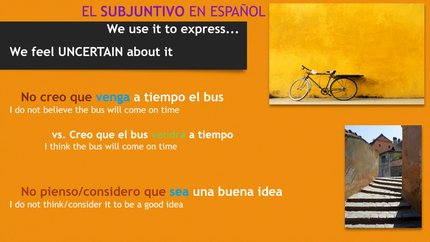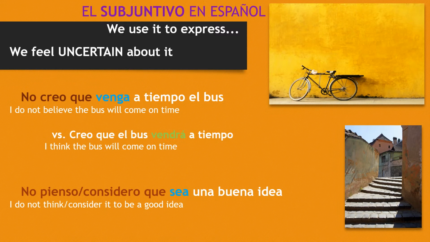We also use it to express uncertainty again. So I've already talked about this. I mean, to show you more examples, that's what I mean. So for example, no creo que venga a tiempo el bus. I do not believe the bus will come on time. I'm not sure. Again, it's not depending on me either. It's a negative opinion. It's got that que again. So we're going to use venga, venir, to come.